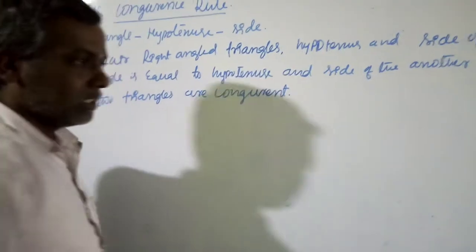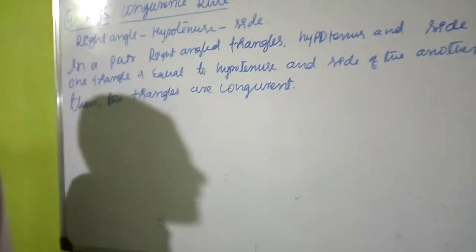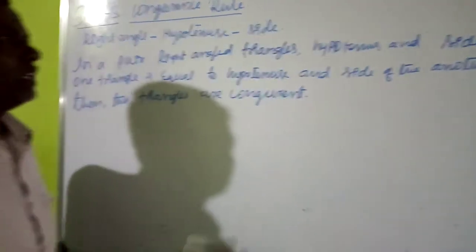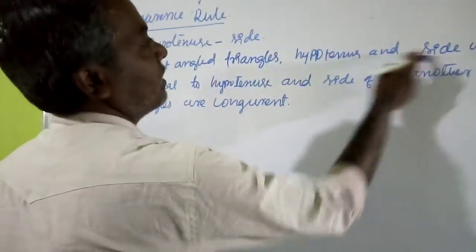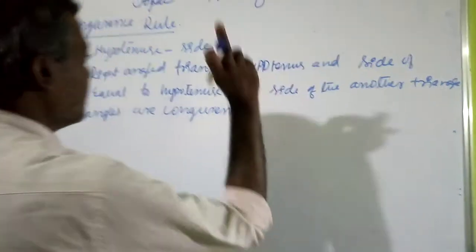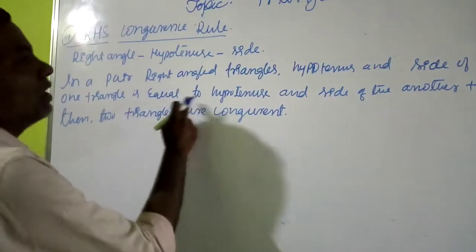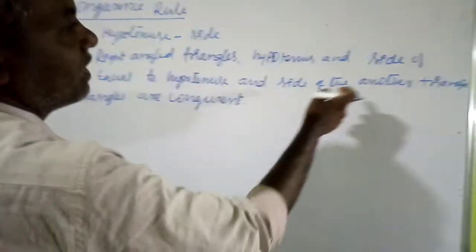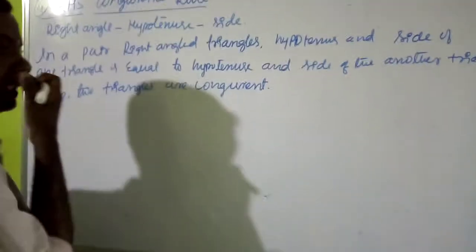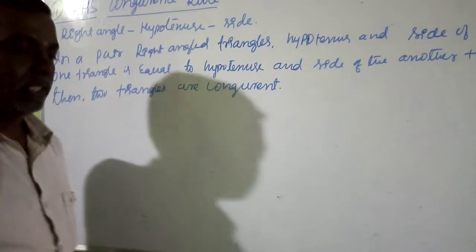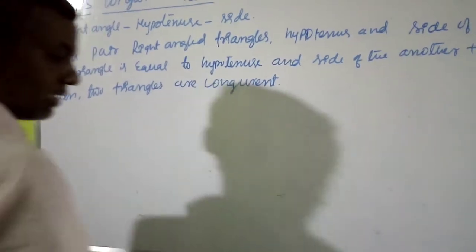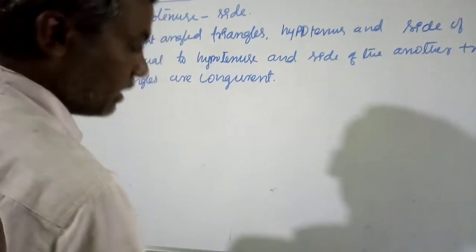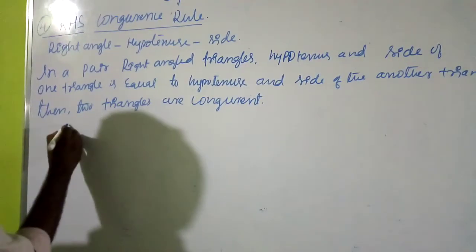Okay na students? So in two right angle triangles only, hypotenuse and side of one triangle is equal to hypotenuse and side of the other triangle. Then you should say these two triangles are congruent. Okay na students? So in this, just now we want to take one example. So just observe here.